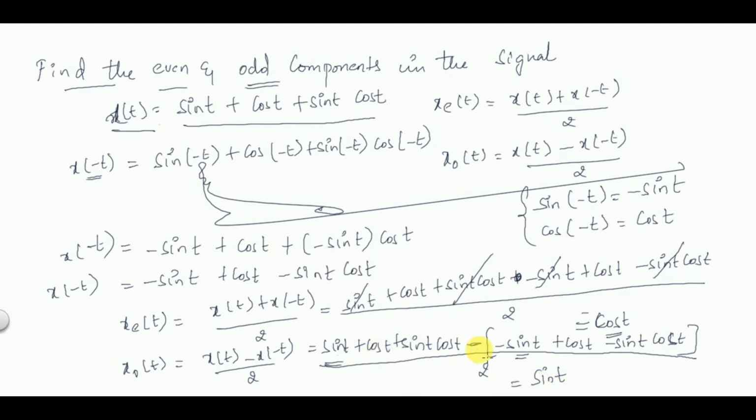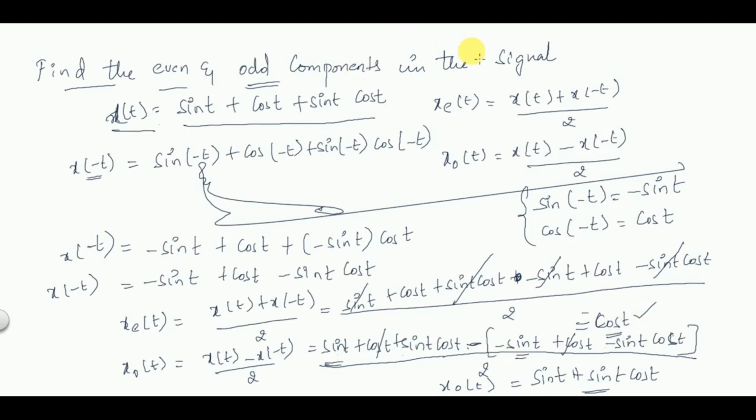So this cos t and this becomes minus into plus, minus cos t. Cos t and minus cos t, so both get cancelled off. And here sin t cos t minus of minus sin t cos t, so it will be 2 sin t cos t divided by 2, which is plus sin t cos t. So this is the odd component. x o of t is the odd component, which is sin t plus sin t cos t, and the even component here is cos t.